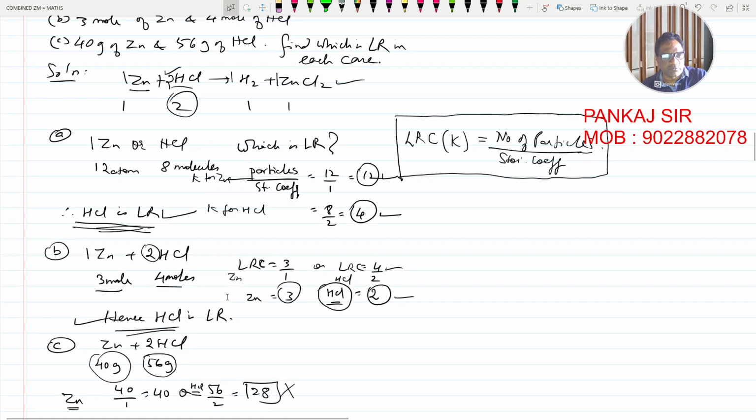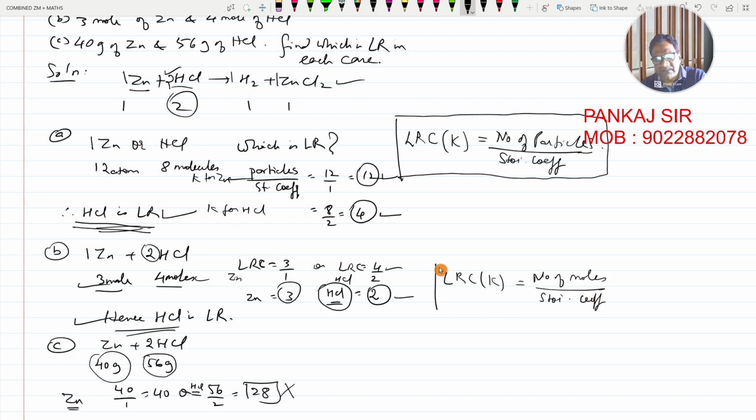Now let us check for scenario 2, scenario B, you can say. B says that 3 moles of zinc combines with 4 moles of hydrochloric acid. Now again the formula will be LRC, the limiting reactant constant K, equal to number of moles upon stoichiometric coefficient. This formula we are going to use, right?